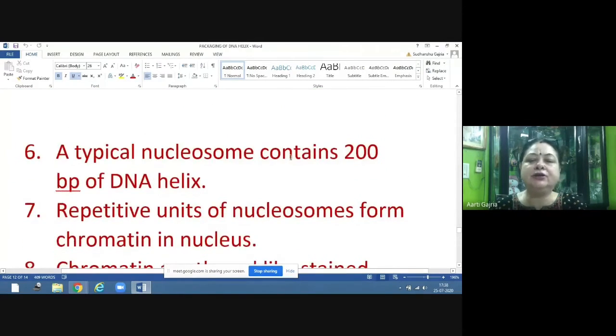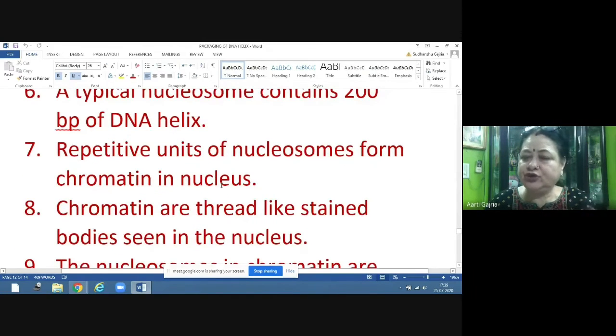Now, a typical nucleosome contains 200 base pairs. One nucleosome contains 200 base pairs of DNA helix. Repetitive units of nucleosome, nucleosome after nucleosome, form the chromatin in the nucleus. That is called chromatin, and chromatin are thread-like stained bodies seen in the nucleus.